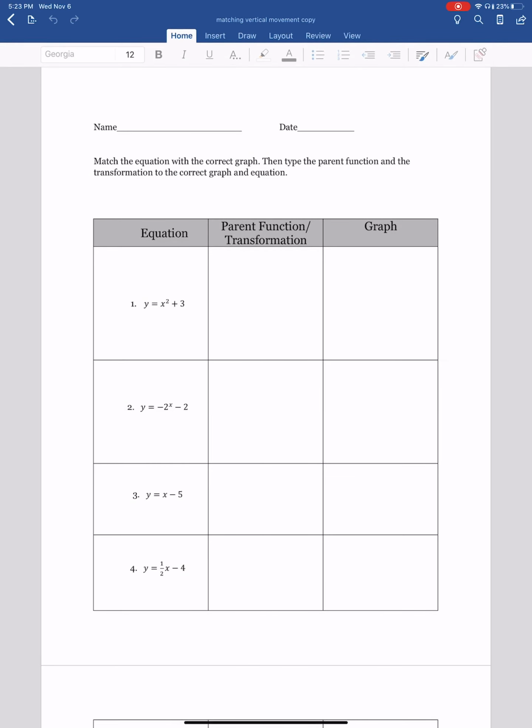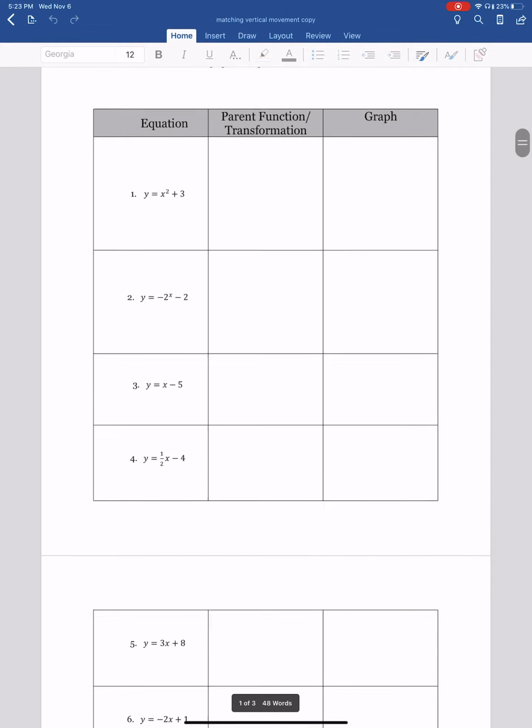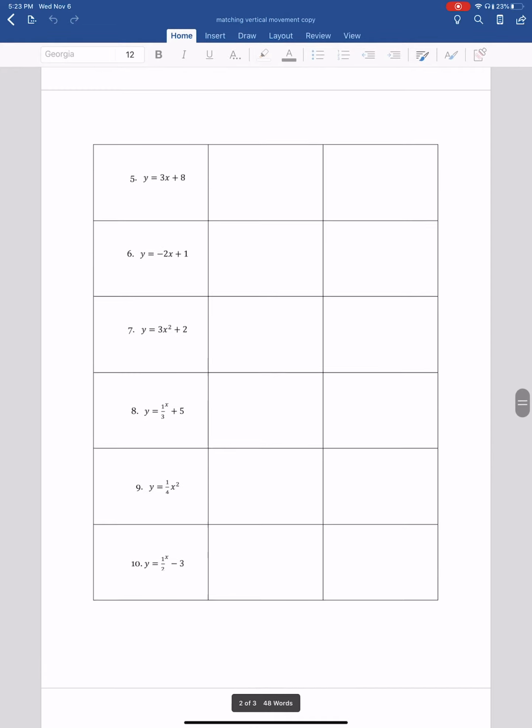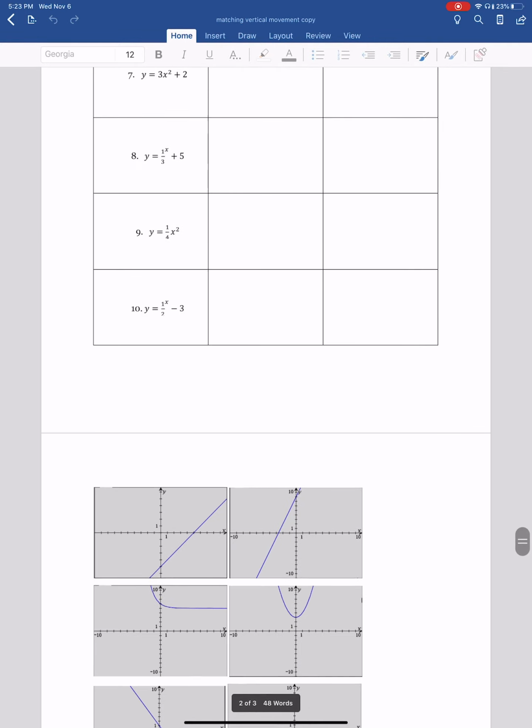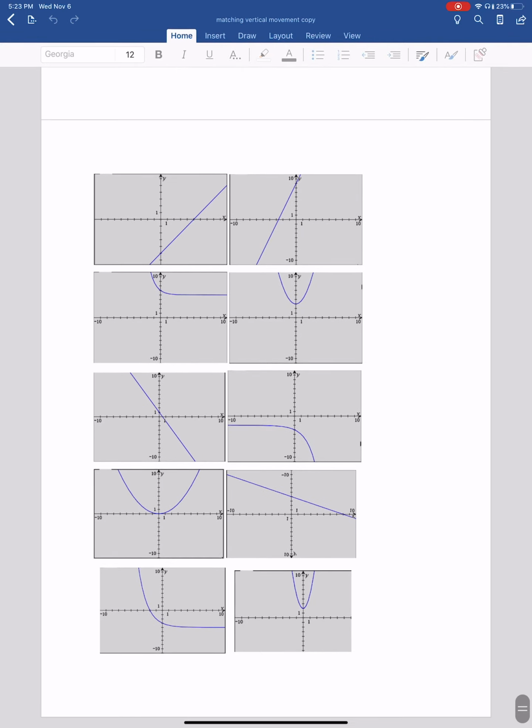All right, so this is how you will work this matching activity. This is in Schoology. This is the worksheet that you have. Also in Schoology is this page that you don't have. Okay, so what I want you to do is number these graphs.